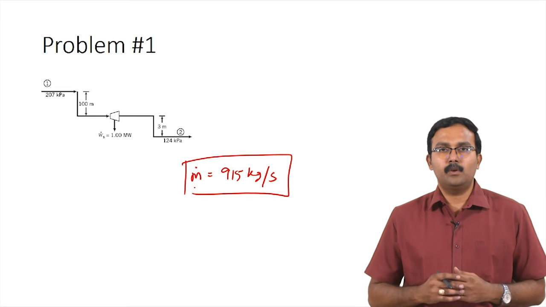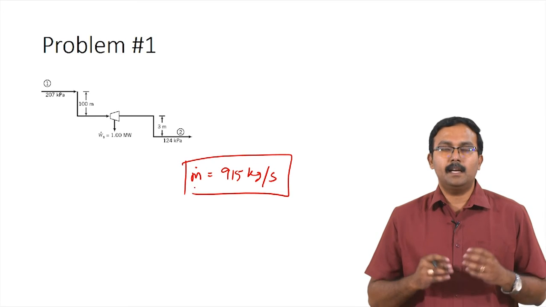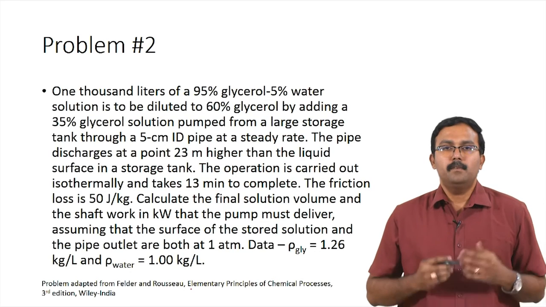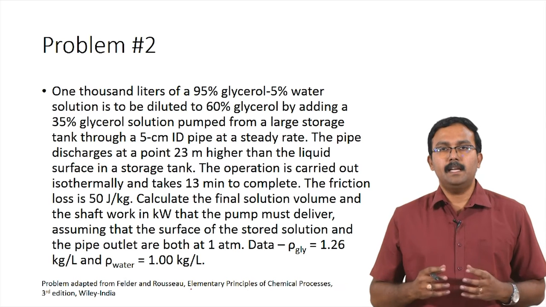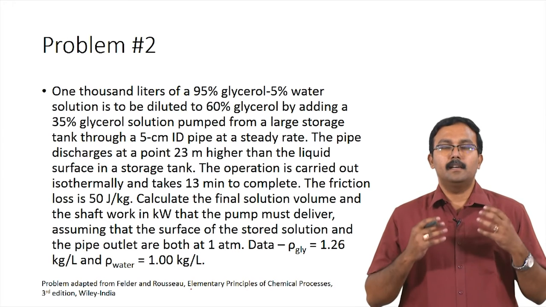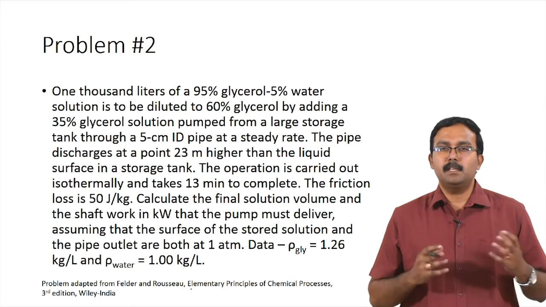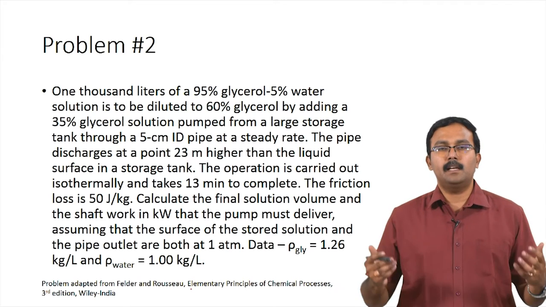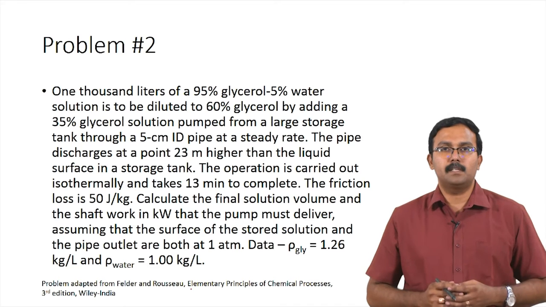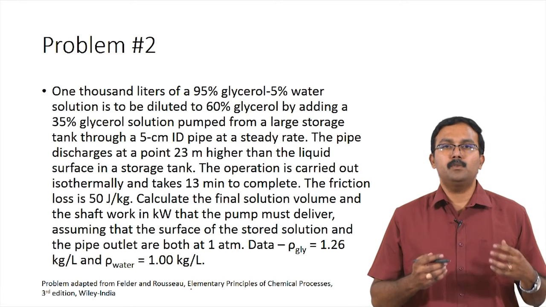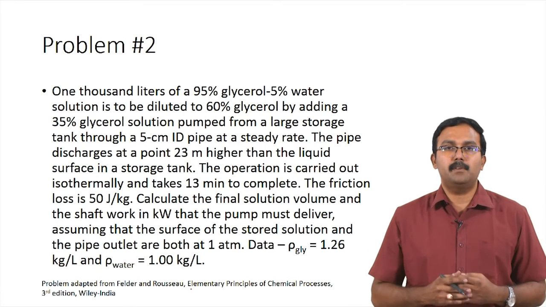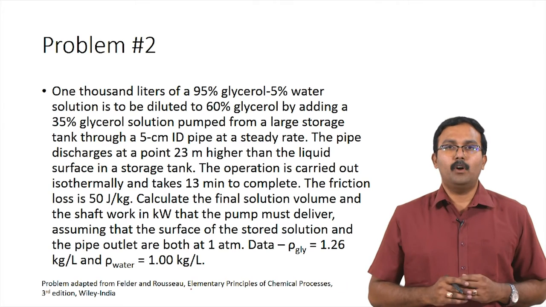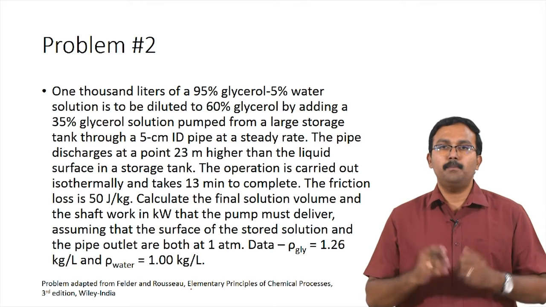Let us look at another tutorial problem to help us fully understand and get into the habit of solving mechanical energy balance calculations. In this problem, we have been given a mixture which contains glycerol and water, and we have also been told that the volume of this mixture is 1000 liters. And we need to finally prepare a mixture which would be containing 60% glycerol instead of 95% glycerol. So, for identifying how much would be the mass of each of these components which have to be fed, we first need to know the density of these mixtures. We only have the volumes and we have the densities for the pure components.